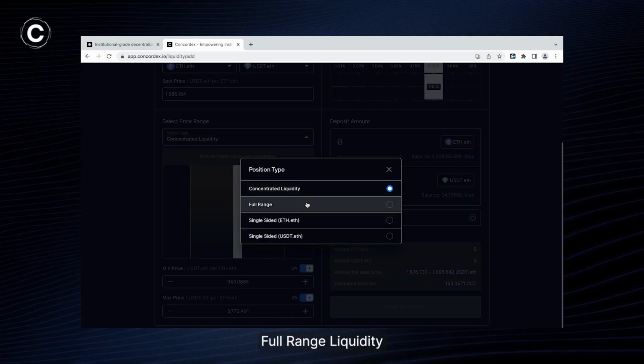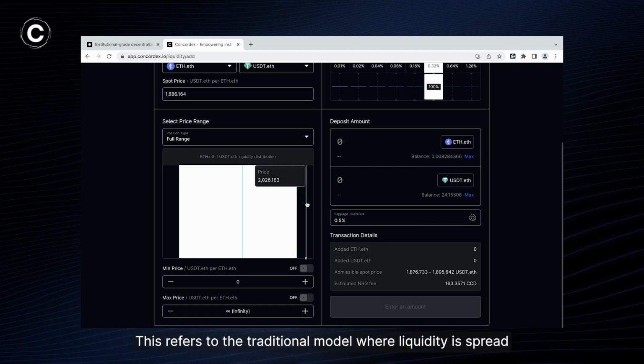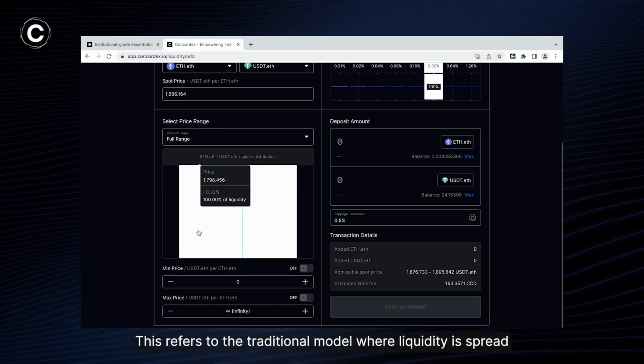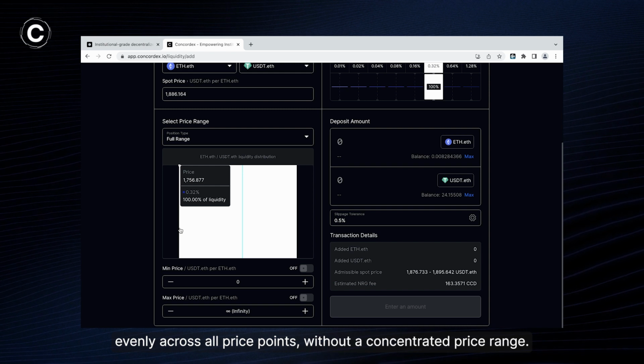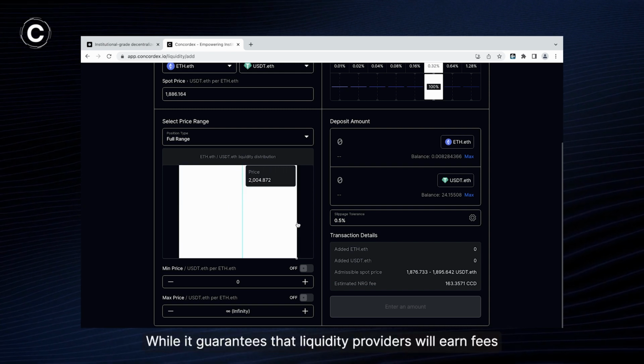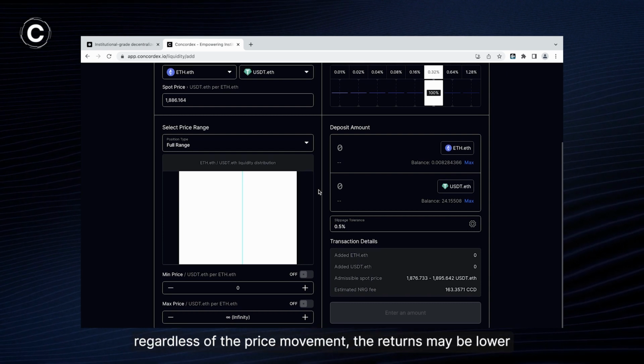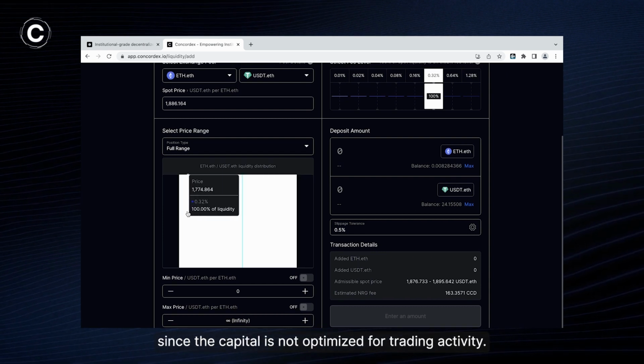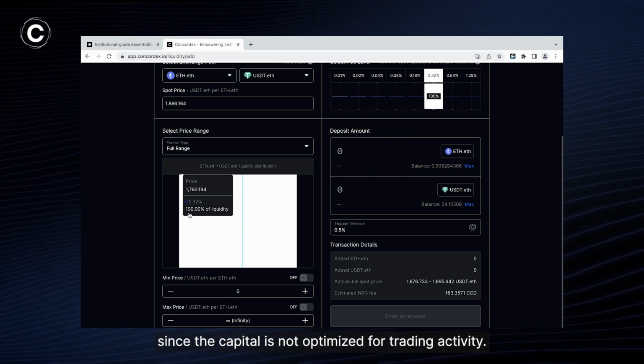Full Range Liquidity. This refers to the traditional model where liquidity is spread evenly across all price points without a concentrated price range. While it guarantees that liquidity providers will earn fees regardless of the price movement, the returns may be lower since the capital is not optimized for trading activity.